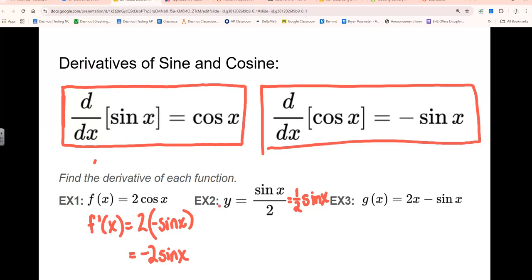Some notation here. I told you the other day you can call this y prime. Let me throw one more out there at you. Sometimes you will see this called dy over dx. We'll get into why that notation is like that, but both of those mean the derivative of y. There, so it would be 1/2. The derivative of sine is cosine x, so 1/2 cosine x.